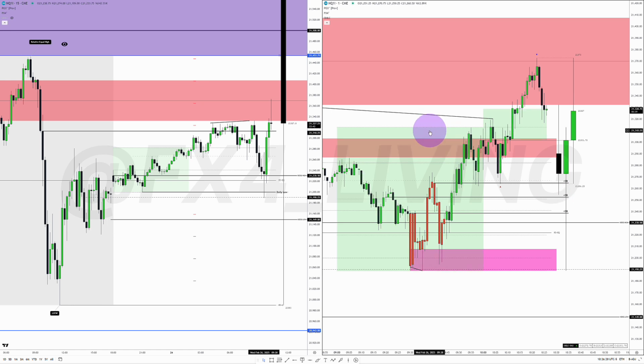This is the tool that has changed everything for me in terms of how I can see the higher time frame developing on these lower time frame time-based ranges.